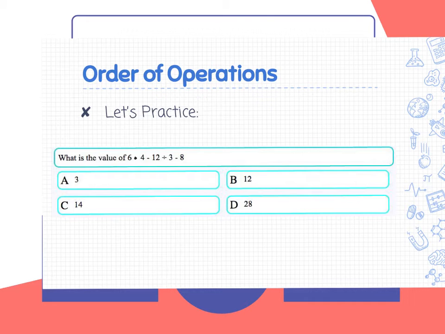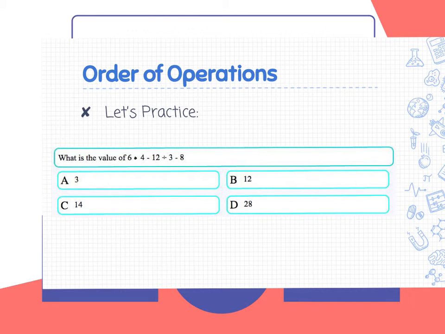Okay, go ahead and try this one. 6 times 4 minus 12 divided by 3 minus 8. Please pause the video. Go ahead and solve it, and then you can start it up again once you have worked this problem out, making a pizza slice with no equal signs and boxing your answer.